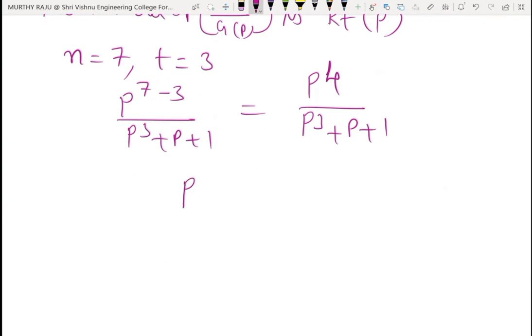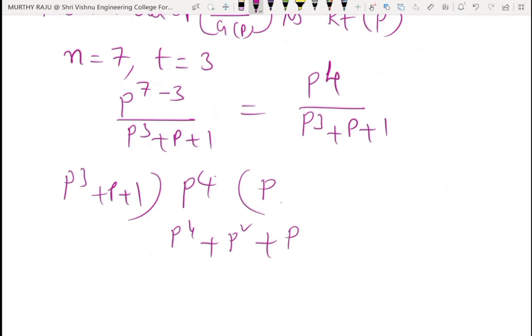Here again perform the division operation. P power 4 divided by p cube plus p plus 1. Here this one is degree 4, this degree is 3. Multiply g of p with p: p cube into p is p power 4, p into p is p square, plus p. These two are cancelled. The remainder is p square plus p. This is the R3 of p.